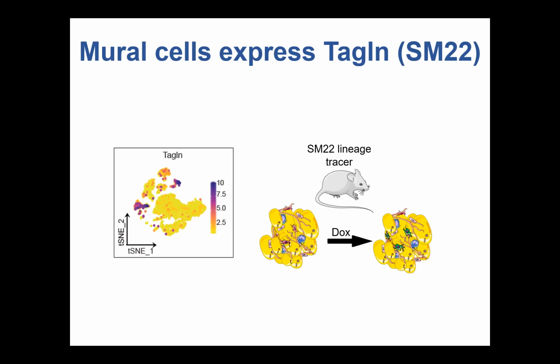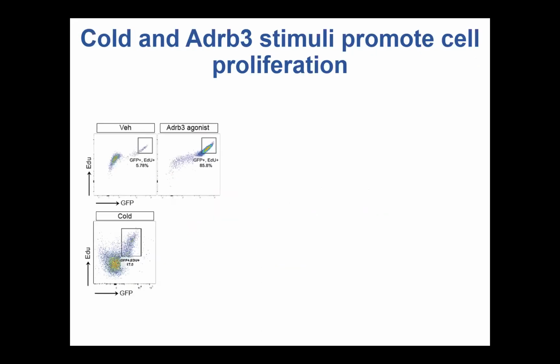So we took the mice and we treated them either with beta-3 adrenergic agonist or with cold. And then our first question was, are those treatments inducing any expansion of the tissue or proliferation of the cells? So we added EdU, which is a marker that incorporates and reflects the proliferation of the cells in vivo. And we performed some flow cytometry, and you can see that under treatment with beta-3 adrenergic agonist and cold, there was an increased proliferation of progenitor cells, or SM22 marked cells.